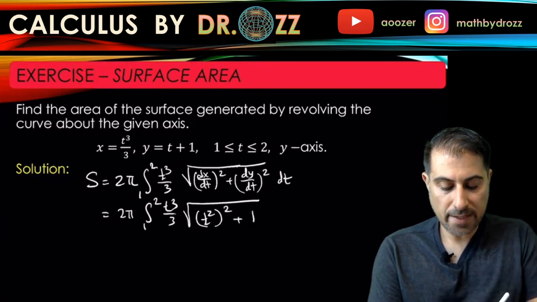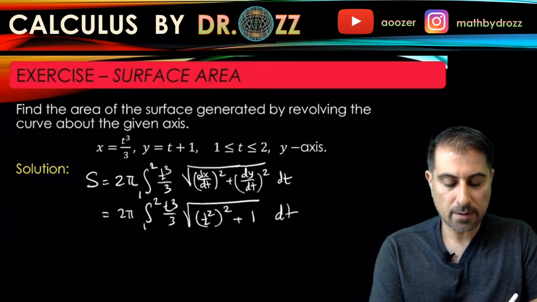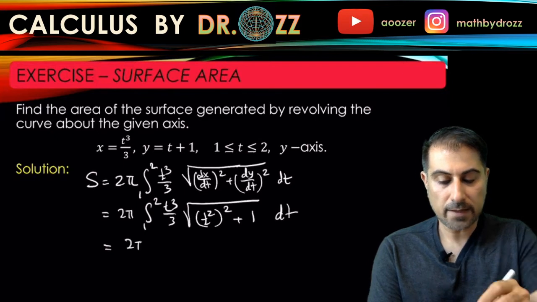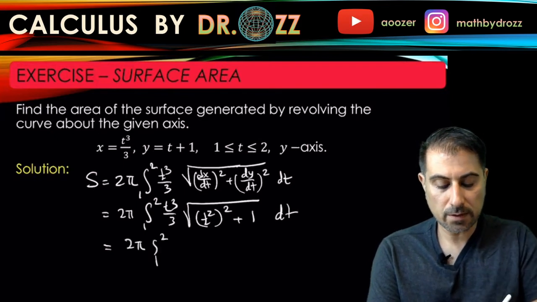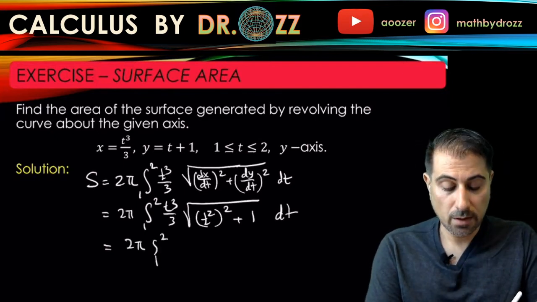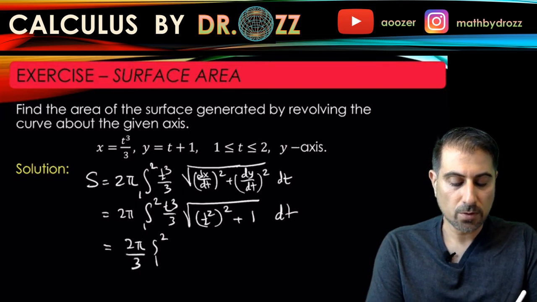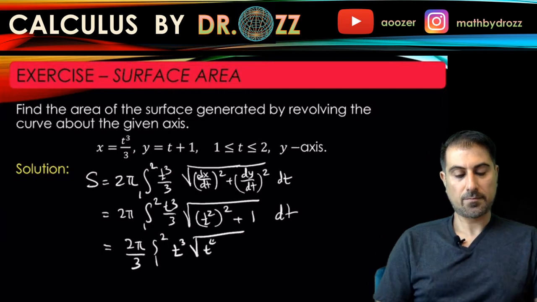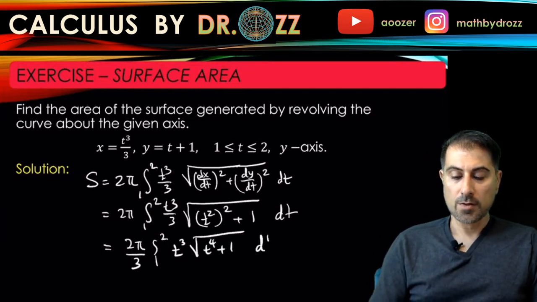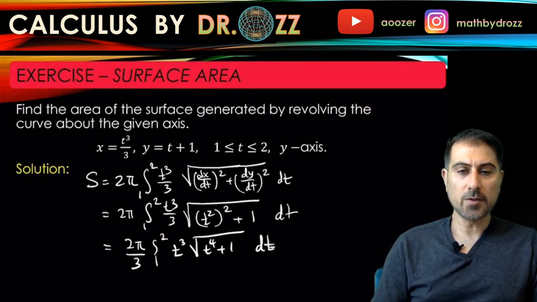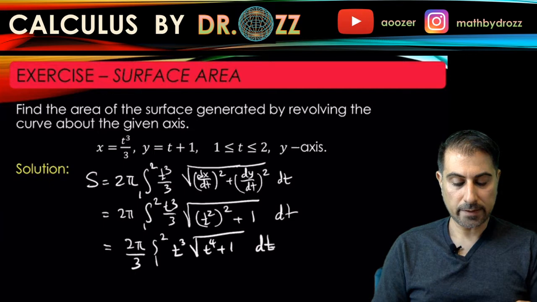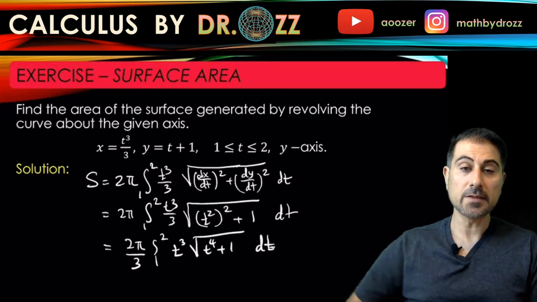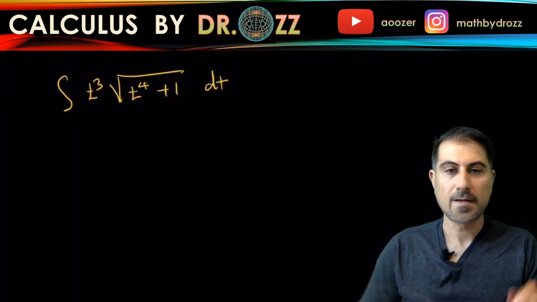So in turn, what do we have? 2 pi, and I go from 1 to 2. In fact, I can pull out the 3, so I can make it 2 pi over 3. So I have t cubed, radical t to the 4th plus 1, and dt. So this is a nice U substitution problem. I'm going to have a little space in my next slide and try to integrate this definite integral.